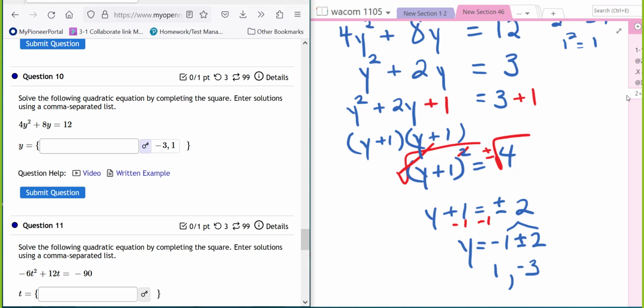Any question on this one? This one's a lot easier than the one we just did. All right, and I have one more. Let's see, I went to 14.